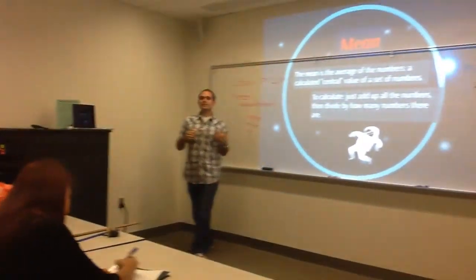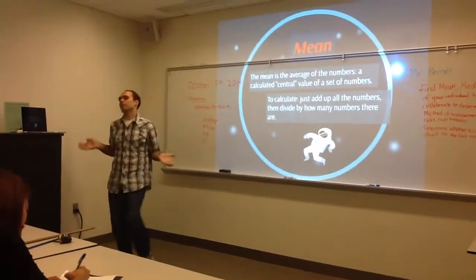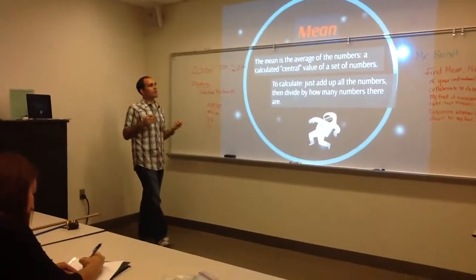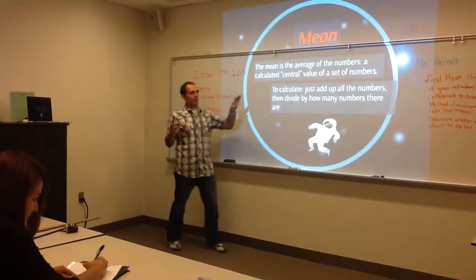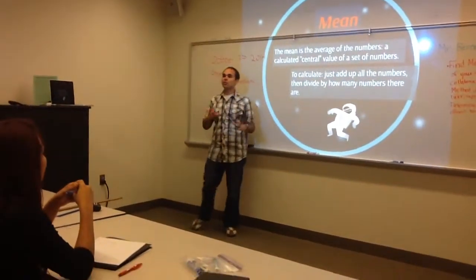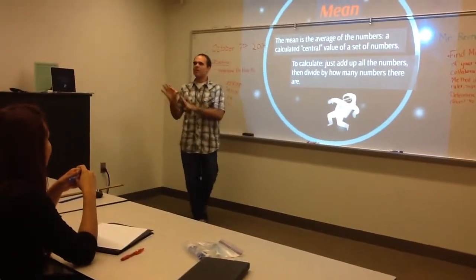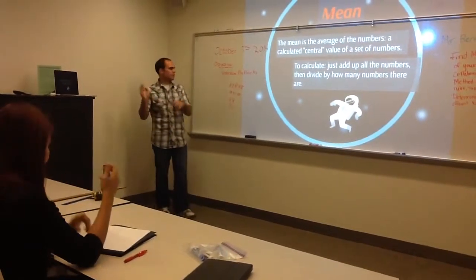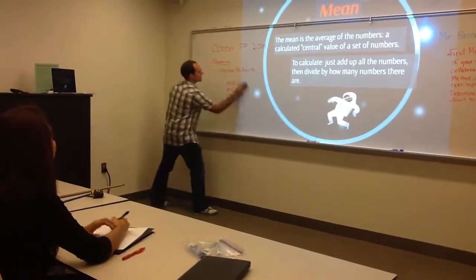Okay, then the mean. The mean is, simply put, just the average. It's the average of the numbers. And in order to find it, what you do is you add all the numbers up and you divide by that many numbers. It's a little confusing, but let me write it down and it'll be a little easier. Let me erase this for you.